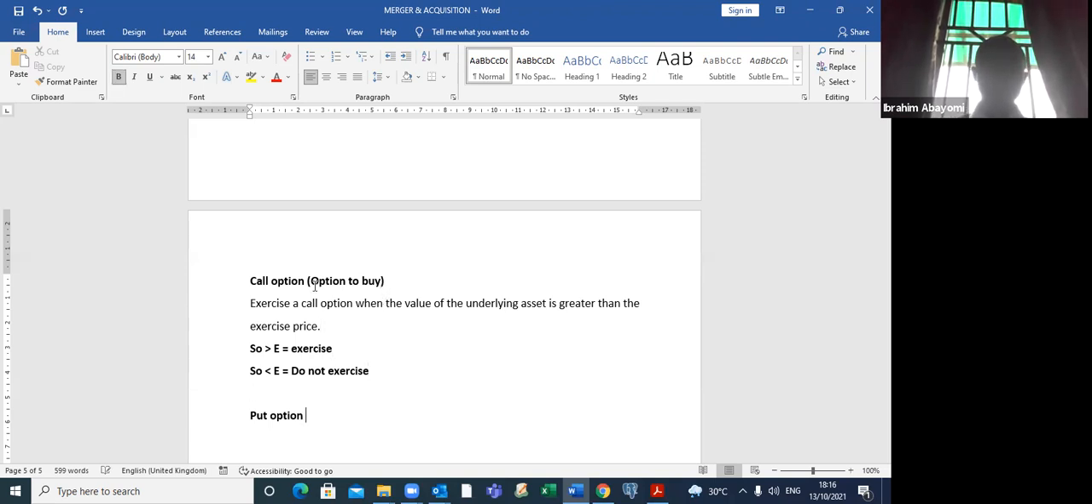And put is what? Option to sell. So I will only exercise my right where the exercise price is greater than the stock market price. This is exercise.